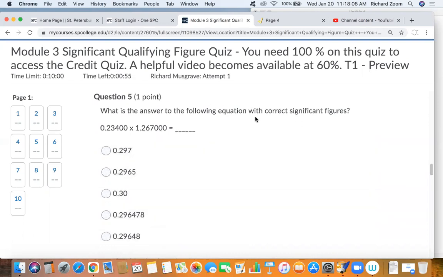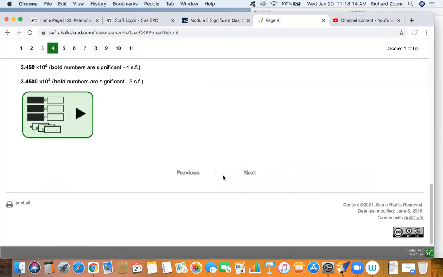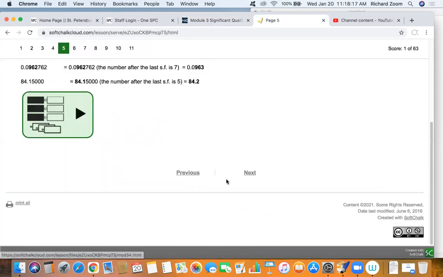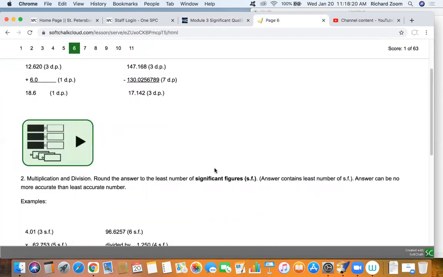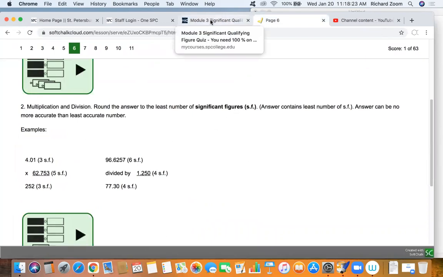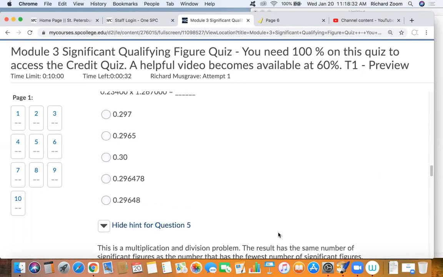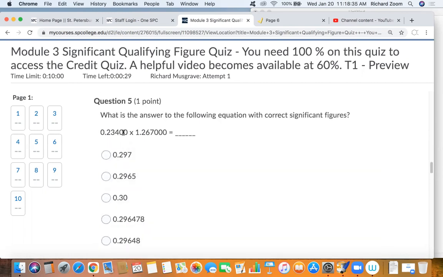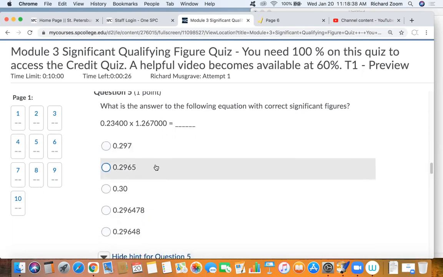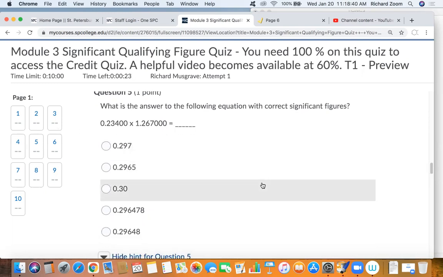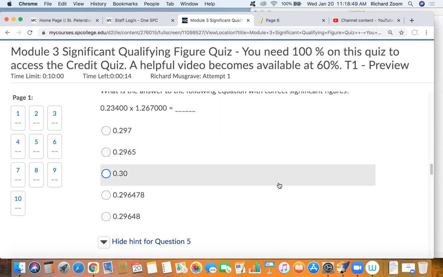What is the answer to the following equation with the correct number of significant figures? Again, you would go take a look at the multiplication rules. And the multiplication rules go by significant figures. And again, I'm sure that's what the hint says here. A result has the same number of significant figures as a number that has the fewest number of significant figures. So again, we would look and see how many significant figures we have in both of these and choose the answer accordingly. Does anybody have any questions? Okay.